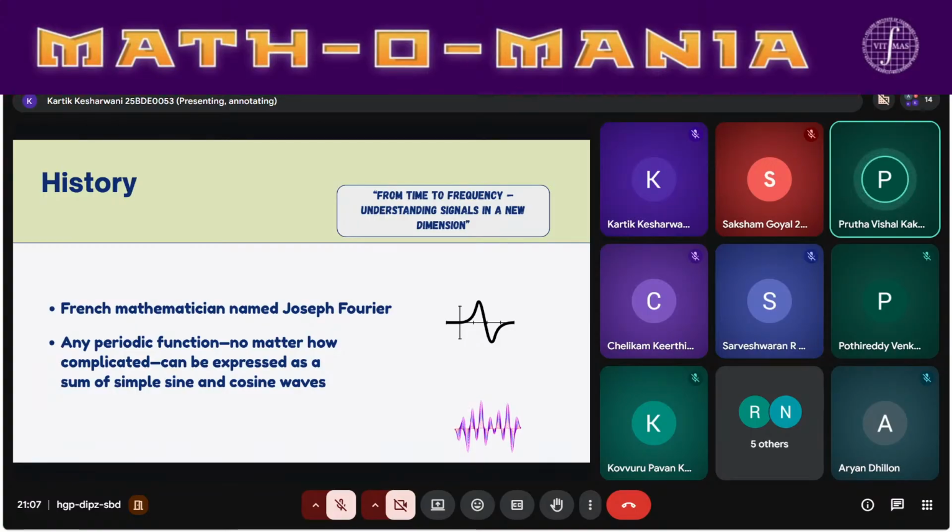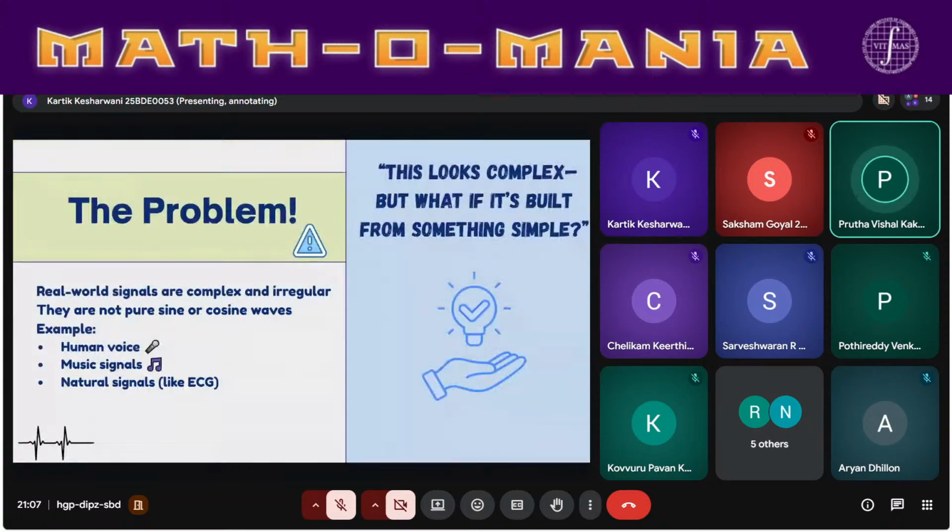So, now that we've understood where this idea came from, let's move into the heart of today's topic, what Fourier analysis actually means and how it helps us decode waves. When we say decoding waves, what are we really trying to do? In simple terms, we're trying to understand what a complicated signal is made up of.